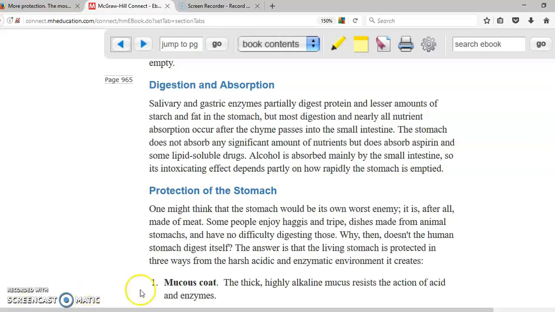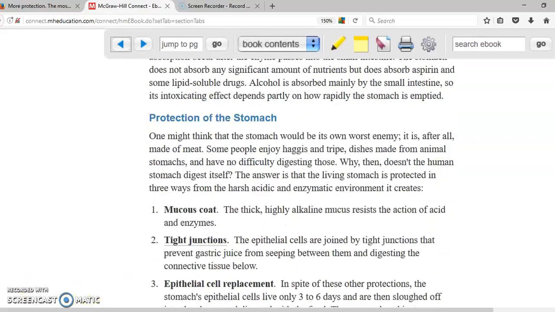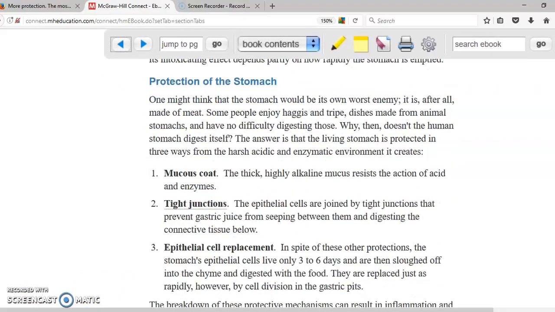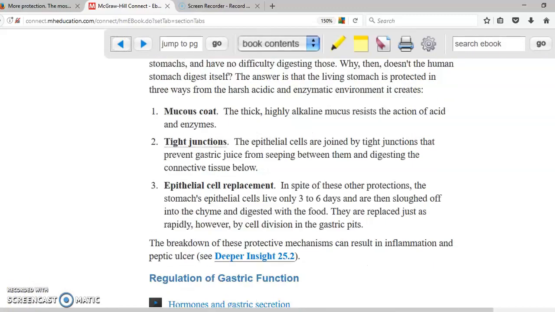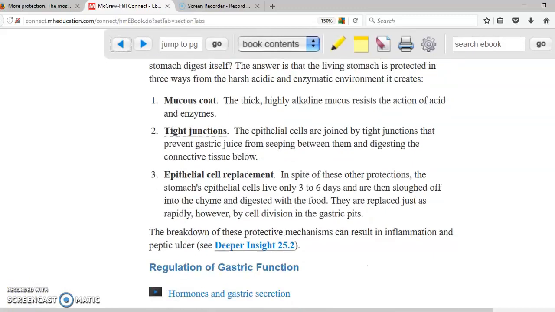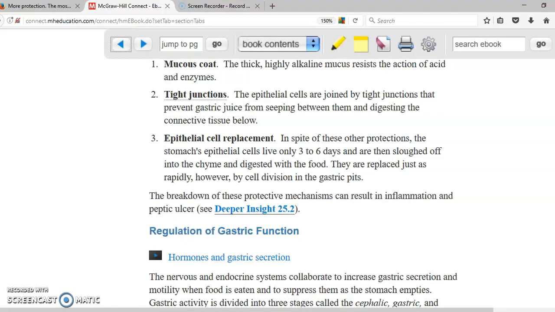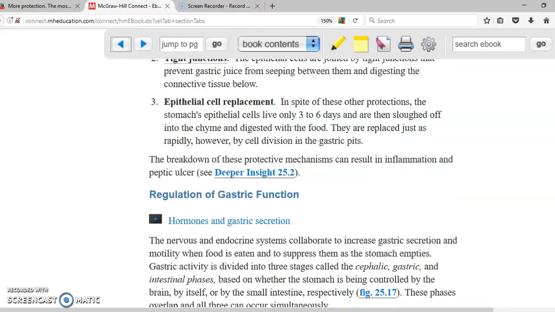Protection of the stomach. The stomach is protected because we produce mucus. Also, we have tight junctions in between the cells of your stomach, not allowing this acidity to go across, therefore damaging the tissues that we have under that. The last one, the epithelial cells that you have in your stomach are constantly replaced. That happens every 3 to 5 days. This exchange helps us maintain the stomach in good order.